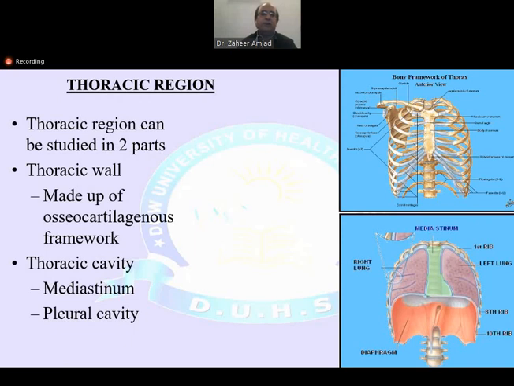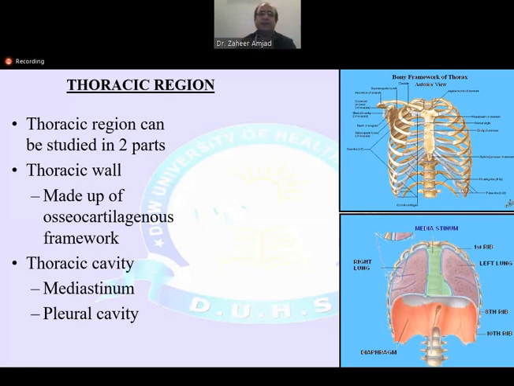On this framework, or between these ribs, the wall is made by the muscles which are present over there, the intercostal muscles. They complete the walls of the thorax. Posteriorly is the vertebral column, the thoracic part of the vertebral column, and anteriorly is the sternum.